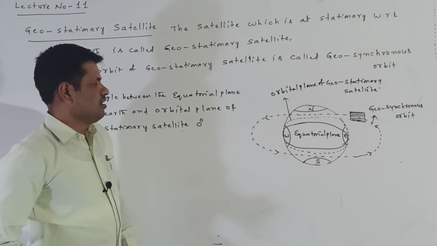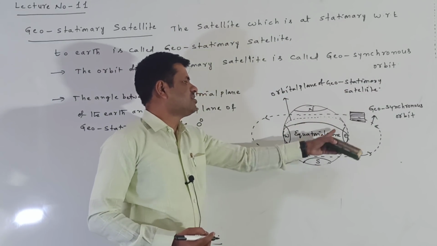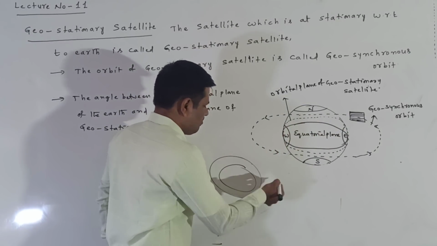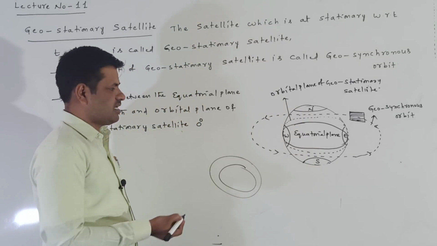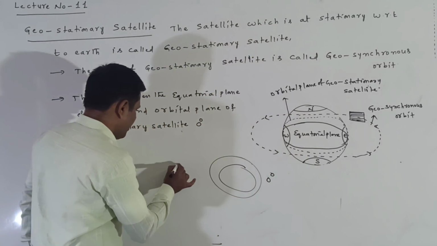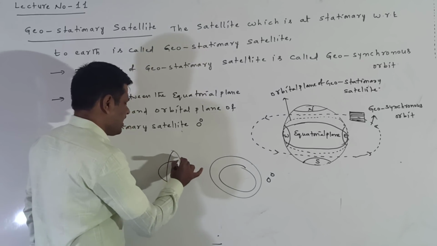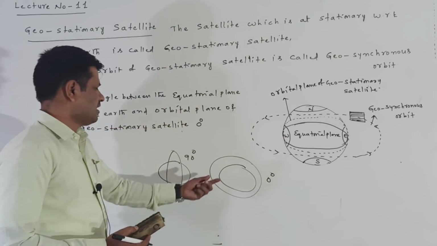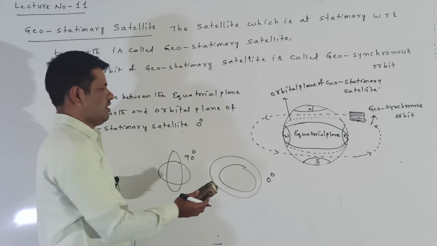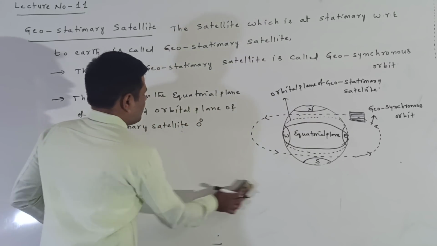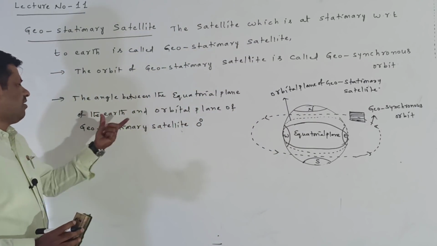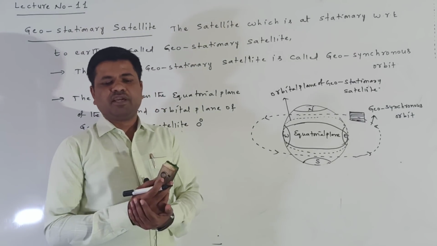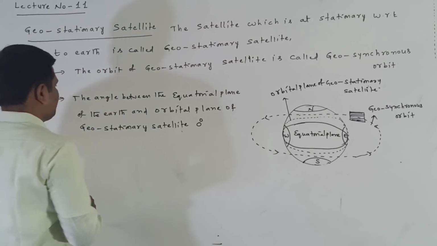Now this is the equatorial plane. Both are in the same direction. This is a plane, and the other plane is also in the same direction, so the angle between these two is 0 degrees. Suppose one plane is like this and another plane like this, then the angle between these two is 90 degrees. Here both are in the same direction, so the angle between these two is 0 degrees. From this we are saying that the angle between the equatorial plane of Earth and the orbital plane of the geostationary satellite is 0 degrees. Right, this is one of the pieces of information.